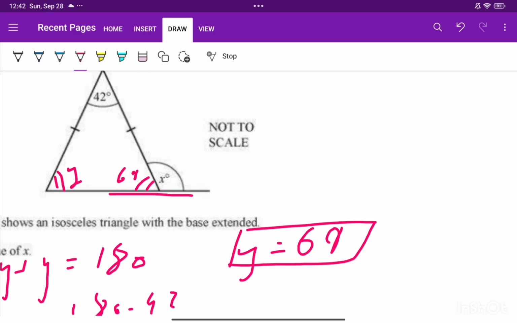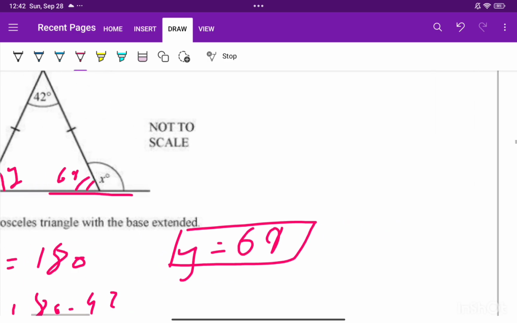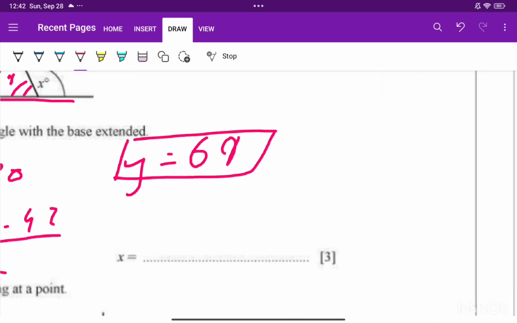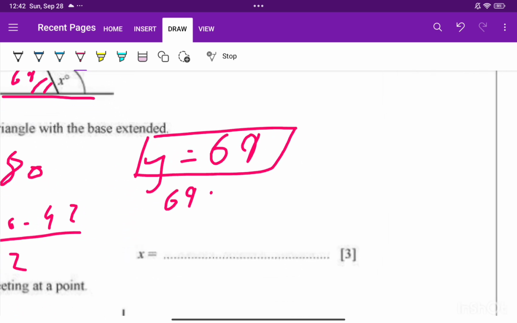So this is becoming a straight line, and 69 plus x will be equal to 180. So we can write 69 plus x is equal to 180. So x will be 180 minus 69, which will give us the answer 111.